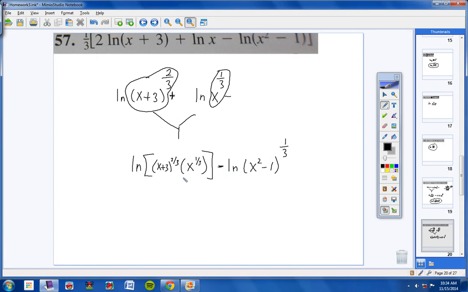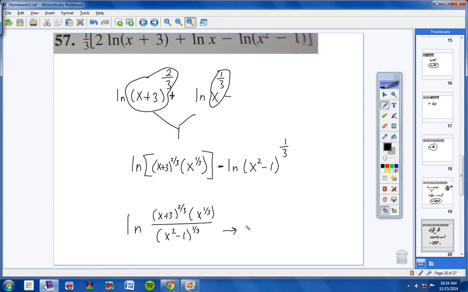Now I have 2 logarithms that are being subtracted. So write your natural log, and this goes up top right here. Okay? And to be honest, students, that's good enough for me. Now, I don't mind a step further.